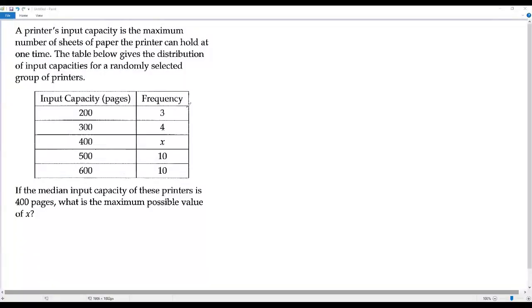Here we have a SAT math problem. Okay, let's go over the question. A printer's input capacity is the maximum number of sheets of paper the printer can hold at one time. The table below gives the distribution of input capacities of a randomly selected group of printers.